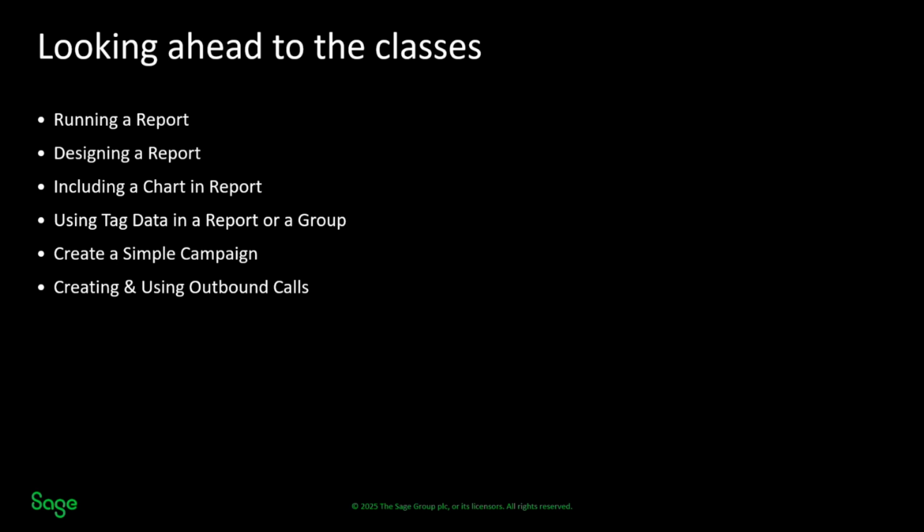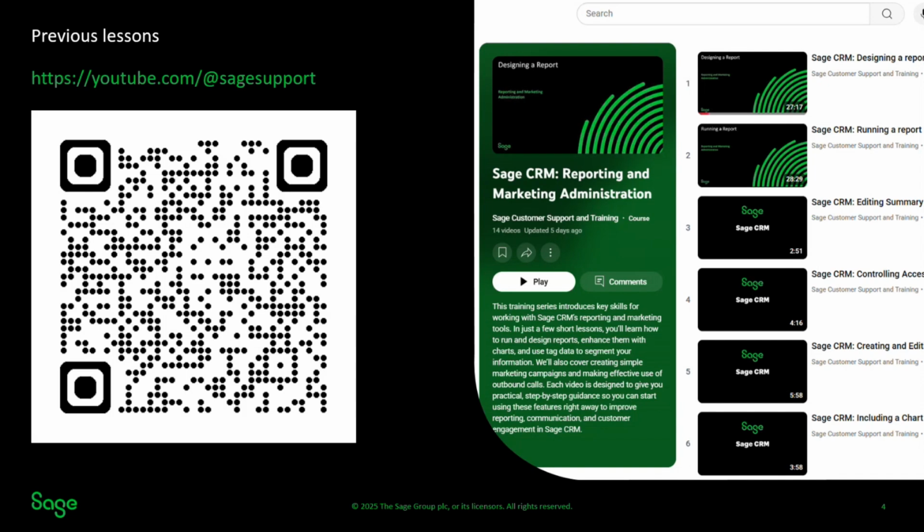Today, I want to use some information called tagging data inside a report. We'll necessitate explaining what that tagging data is in a moment, but we'll be looking at how to use tag data either in a report or in a group. I'm covering both reporting and groups in the same lesson because really they're using the same metadata structures inside Sage CRM, although they're used for different purposes.